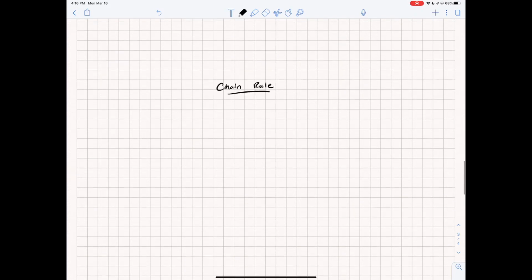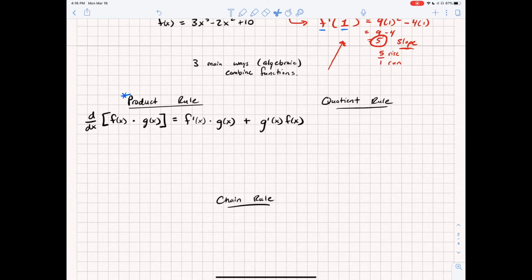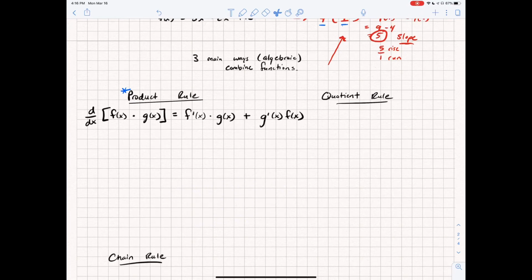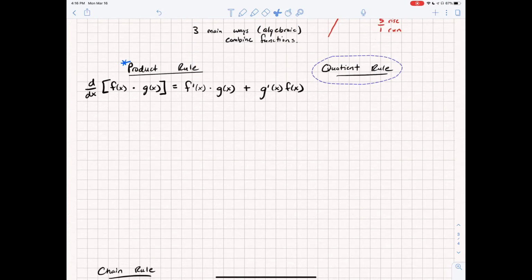But that derivative rule is: derivative of f times g plus the derivative of g times f. So this is the product rule in terms of the steps. I'm going to slide it over just a little bit to get it out of the way. And so it makes sense then that I'm going to move these down a little bit.